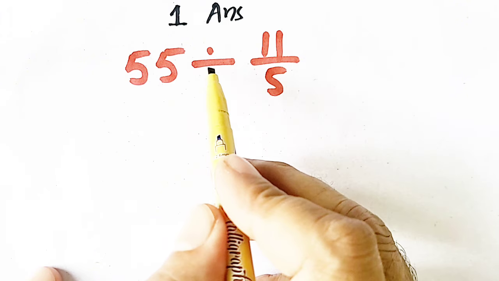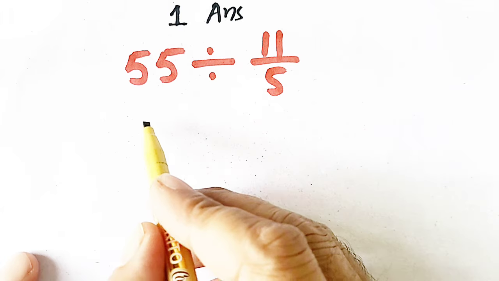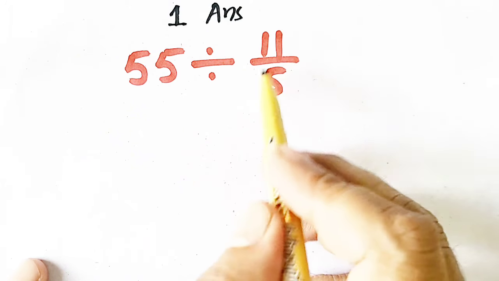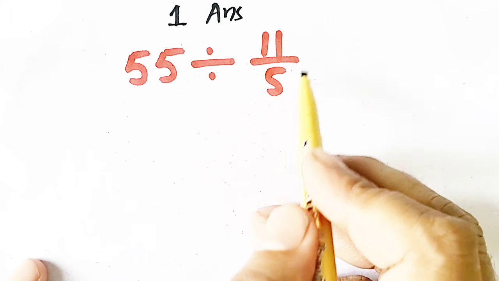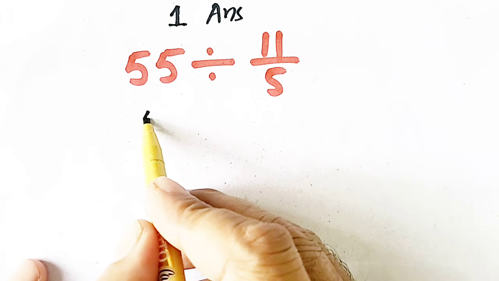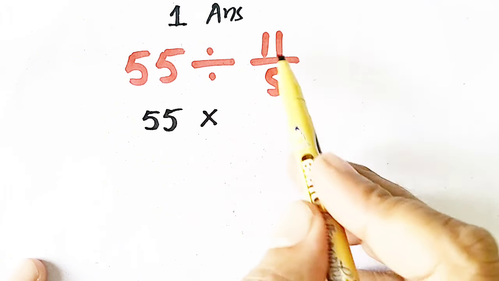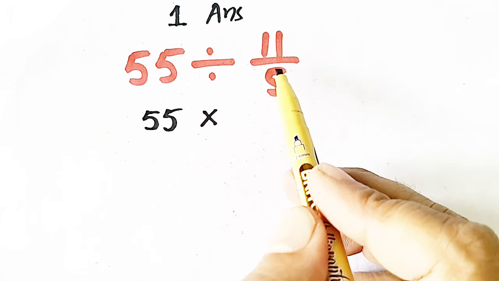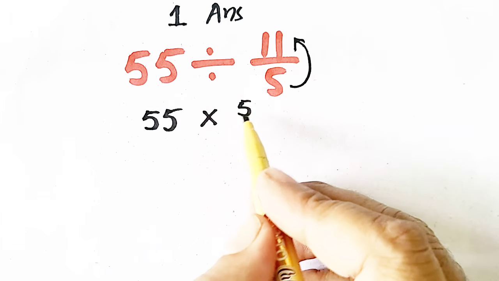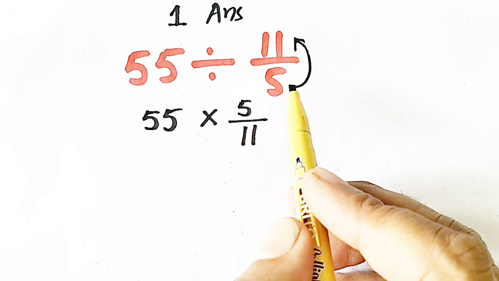But now here is a division, so it is impossible to cancel 5 and 55, so we have to change it into multiplication and flip it, or revert it. We take its reciprocal to find the answer correctly. So we will get 55, as the divide is converted into multiplication, and this term, 11 over 5, is flipped to find it accurately. 5 over 11 is its flipped value.